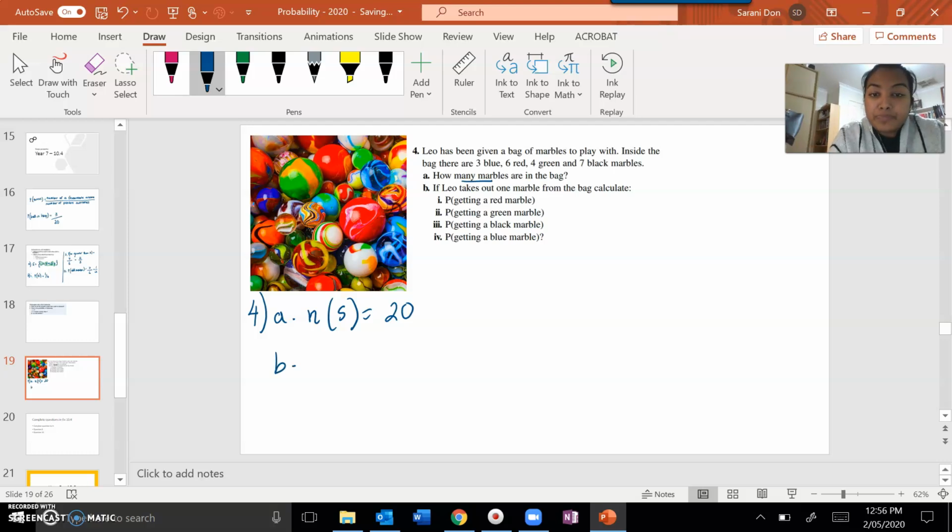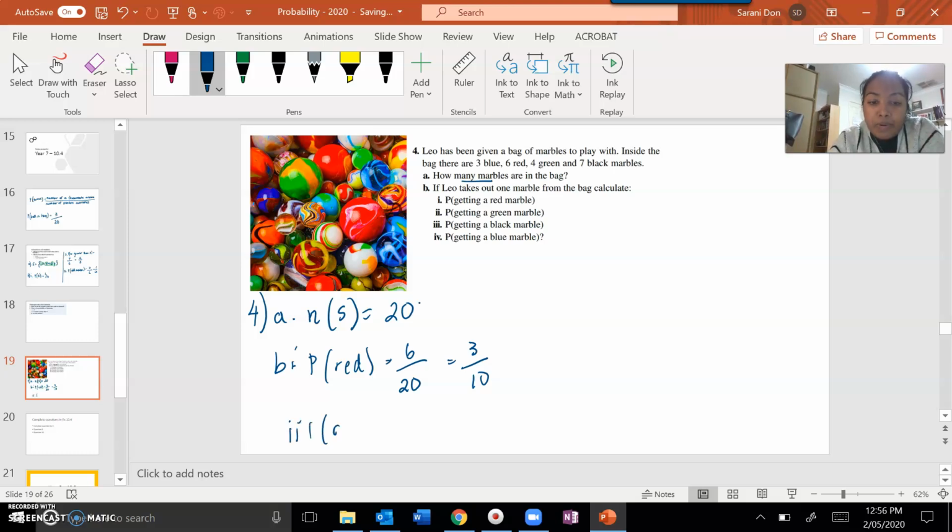All right, part B. If Leah takes 1 marble out of the bag, calculate. So they've written it out how you're supposed to write it out. So you write capital P. Part 1 is saying probability of getting a red marble. So I'll just say red. There are 6 red out of 20. You can't just write 6. You need to write it as a fraction every time, and make sure it's simplified. I'm going to simplify this to 3 out of 10. So 3 out of 10 chances Leah will pick a red.